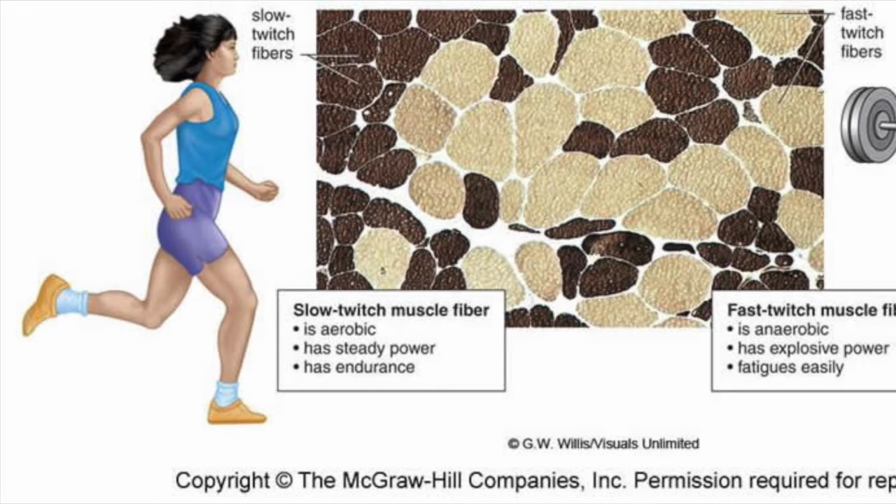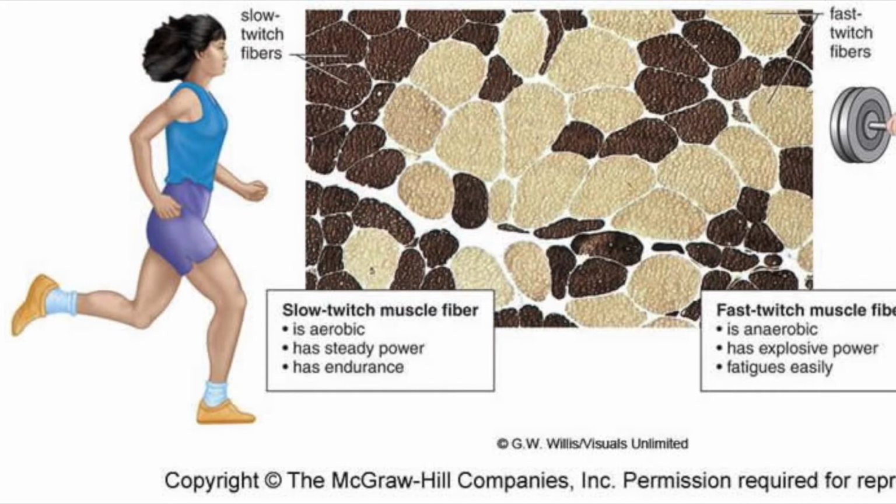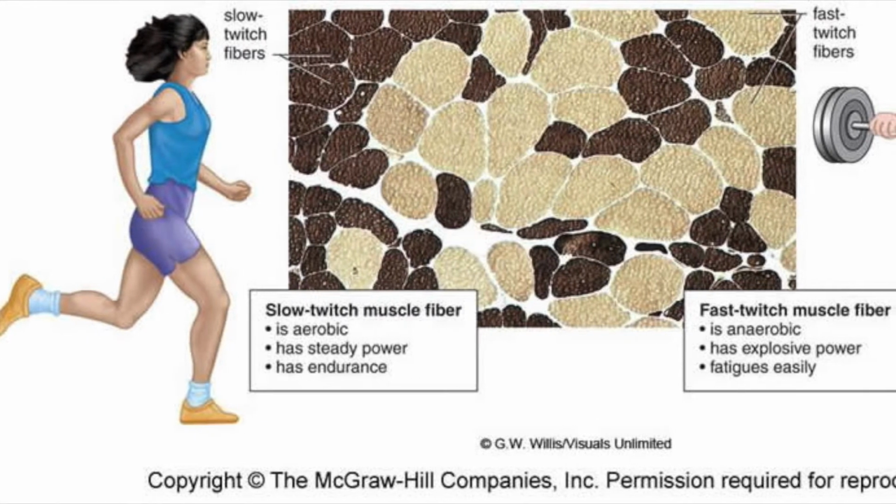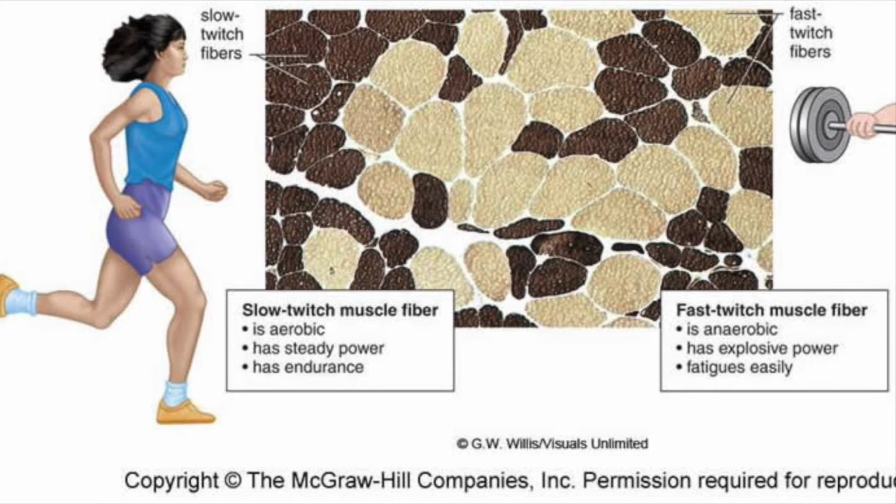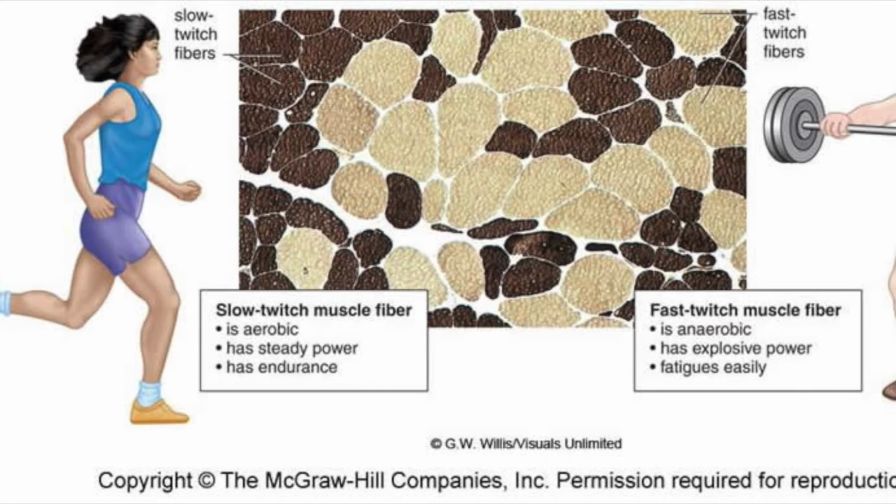Fast twitch fibers are used for short, fast bursts of energy. They use anaerobic metabolism for fuel. These muscle fibers fatigue faster than slow twitch fibers. They are great for sprinters.